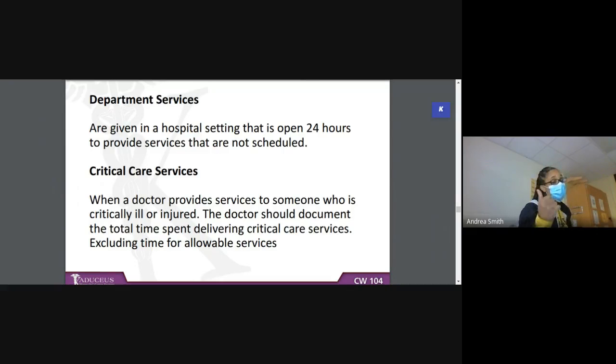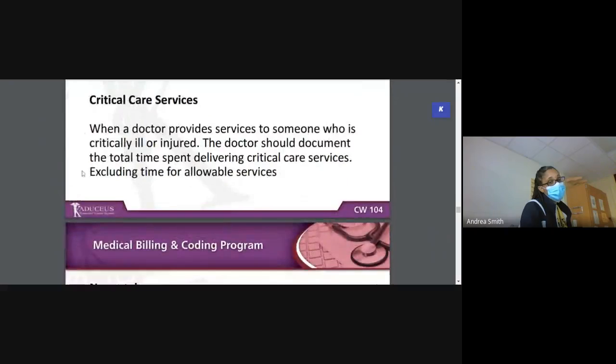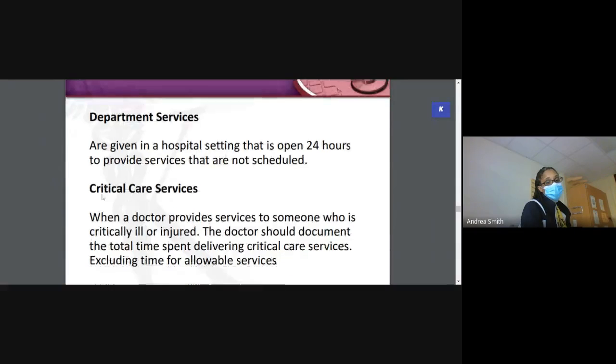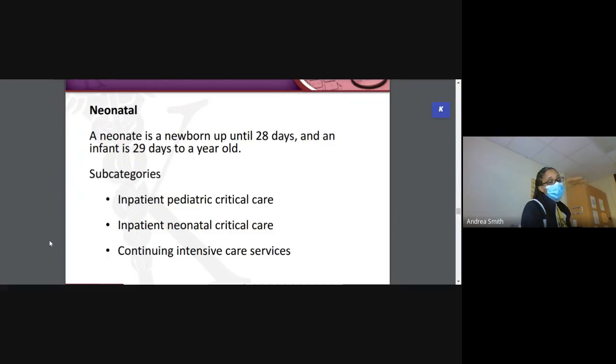Here is another list of E&M codes that comes under another category. Oh, I skipped one. It's neonatal. A neonate, make sure that you know this. A neonate is a newborn up until 28 days, and an infant is 29 days to a year old.